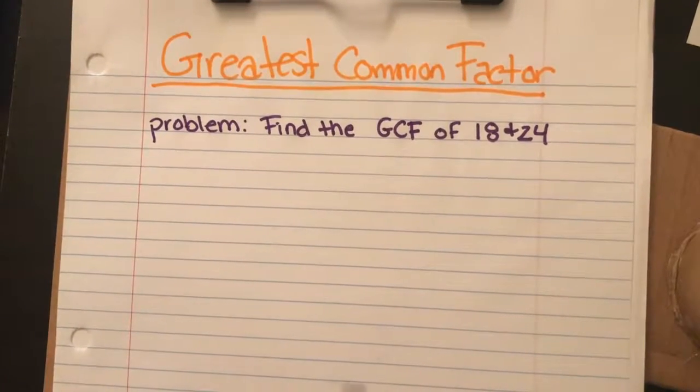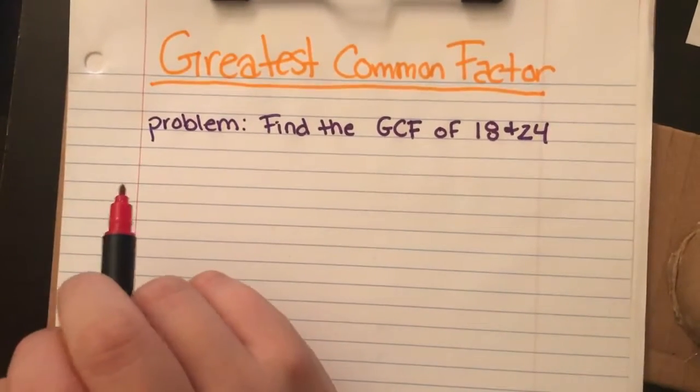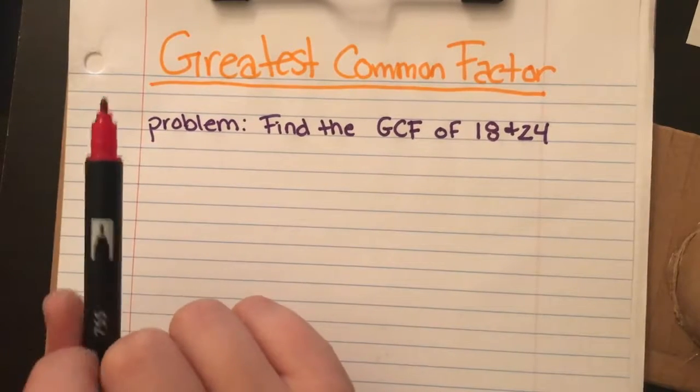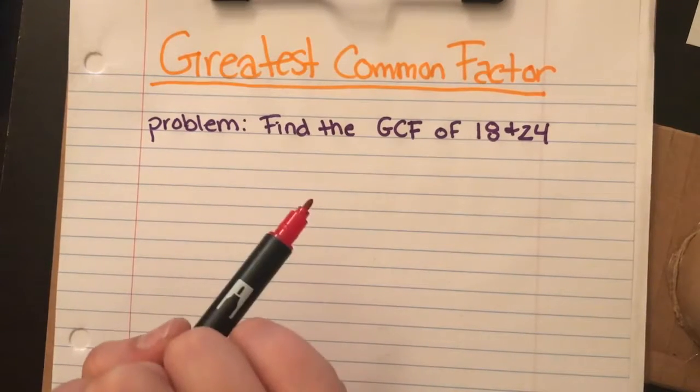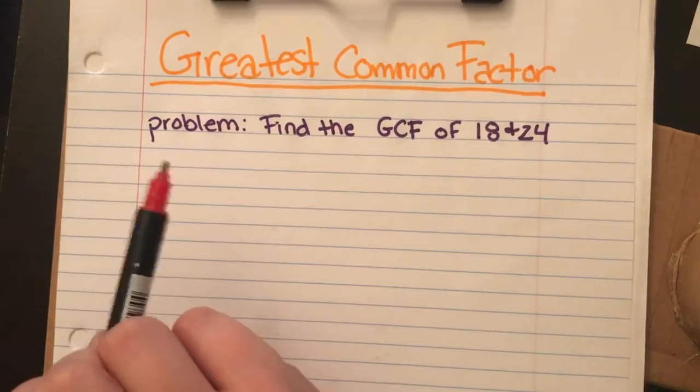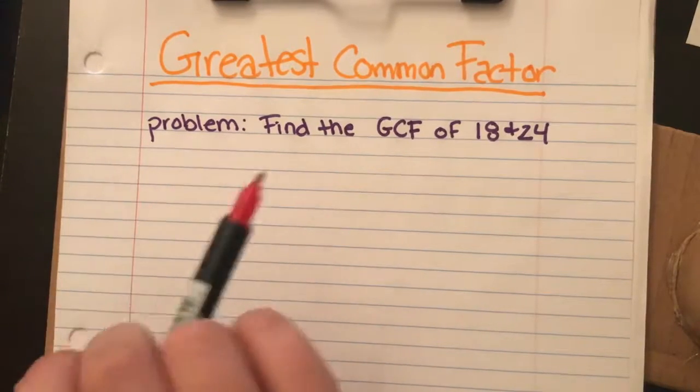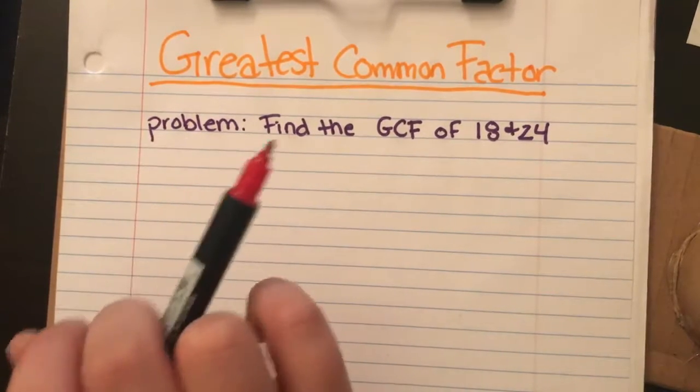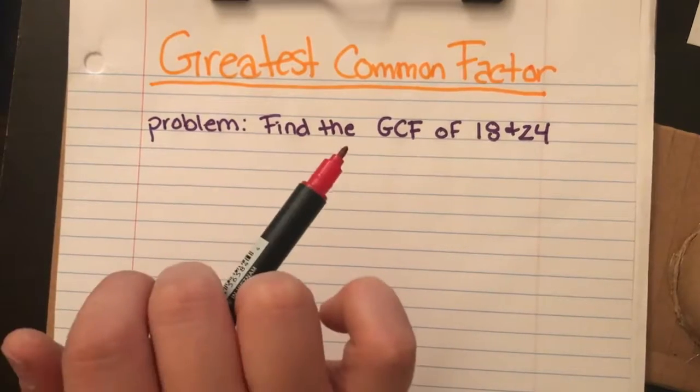So one of the things that I saw a lot on our midterm was mixing up greatest common factor and least common multiple. And there seemed to be not a whole lot of understanding about how to find greatest common factor or what factors even are.